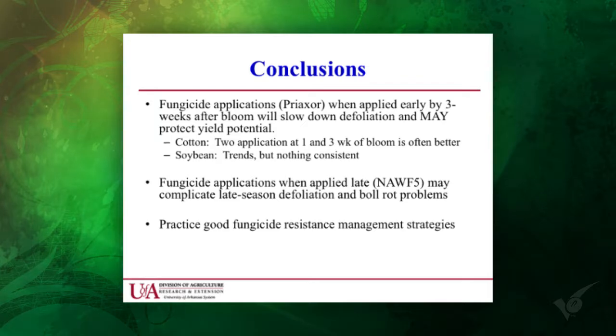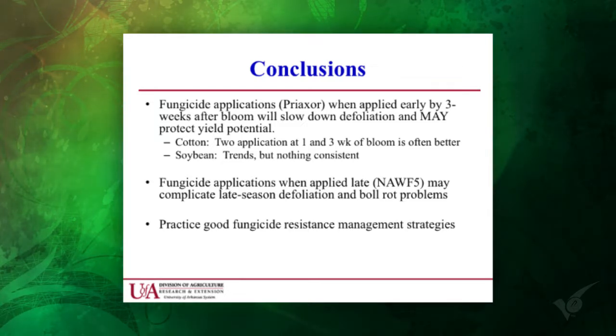Right. Fungicide application, especially Preaxor, when applied early in those trials, by the third week of bloom, was best at controlling defoliation. It didn't stop it, but it sure slowed it down. And that "may" is capitalized because it may protect the yield potential. We don't see it all the time. Within the cotton, two applications always does better than one. To me, you definitely have to look at the economics of that. Is that going to actually justify it? Soybeans, we're definitely seeing some trends, but nothing there that is consistent. That's going to take a few more years of data before we can figure that out.